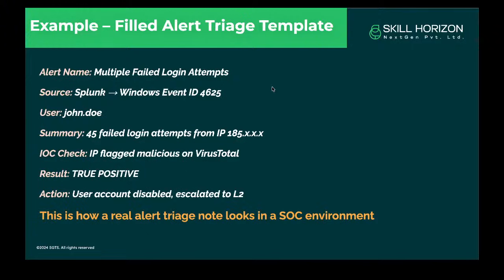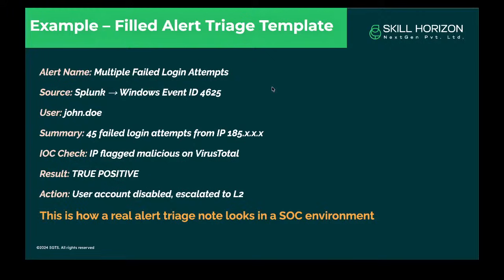Okay, now IOC check. IOC means indicator of compromise. So when you check that IP on VirusTotal, VirusTotal basically flagged it malicious. So you are basically checking its authenticity. The IP will be flagged, so it might be malicious. The result is true positive. That means yes, someone is trying to log in to your user's account, or launching some brute force attack. So that's why the failed login attempt alert will be created.